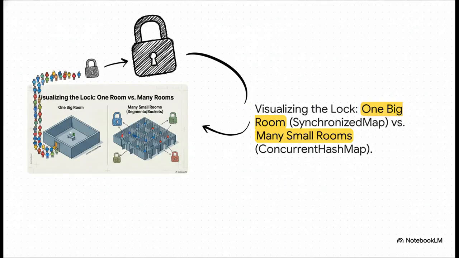A synchronized map is like one huge room with only one door. Everyone has to line up and wait their turn to get in. But a ConcurrentHashMap is like a hotel with tons of small rooms, each with its own separate lock. If thread A is working in room 1 and thread B needs to get into room 16, they don't block each other at all. And that is where its massive performance advantage comes from.